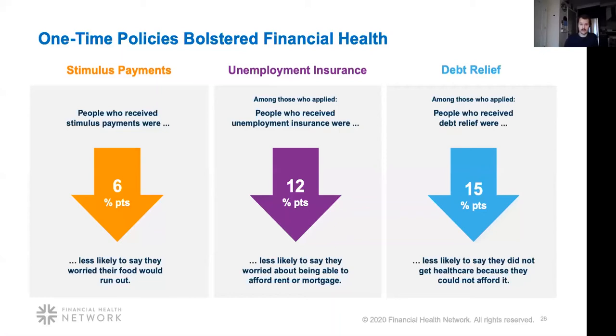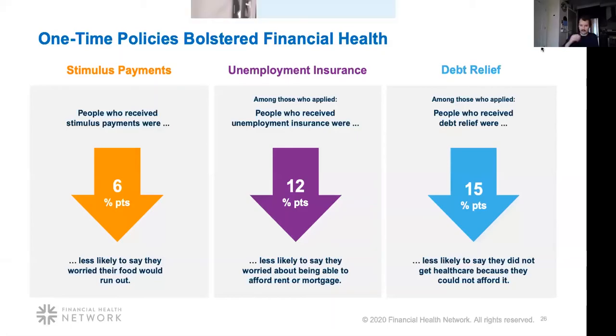Our final finding here was that people who received debt relief were 15 percentage points less likely to say that they did not get health care because they couldn't afford it, compared to those individuals who had applied but not received debt relief. So this gives us some pretty good indications that these one-time policies and government programs had protected recipients from further financial hardship.